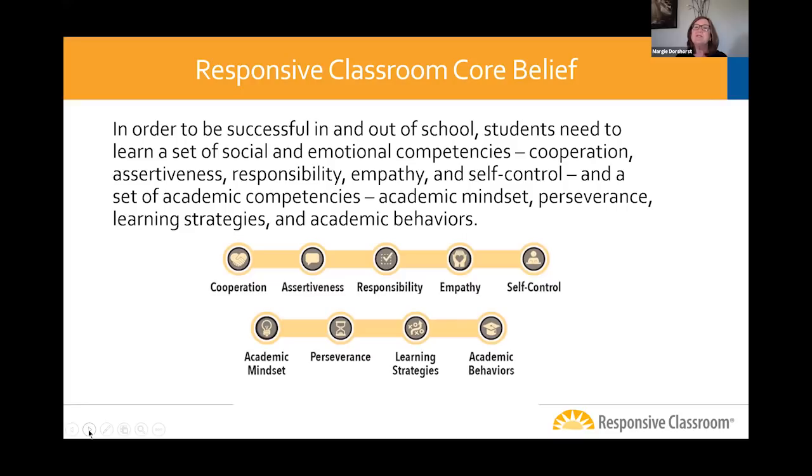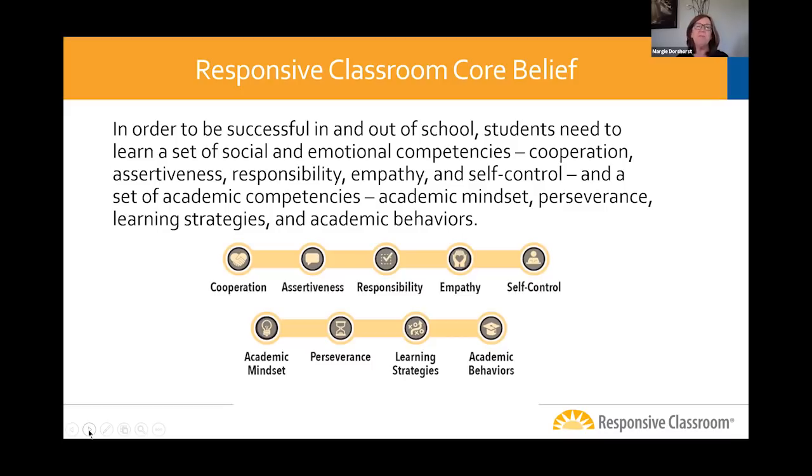This belief system literally connects everything that we do. And it's not just a belief that we say students have to have these competencies. We believe it's our role and our responsibility to assure all students are taught these competencies. And it's every adult that works with the student's responsibility.